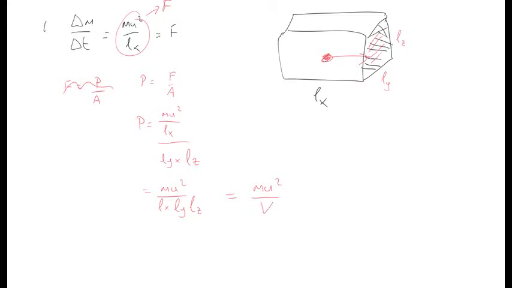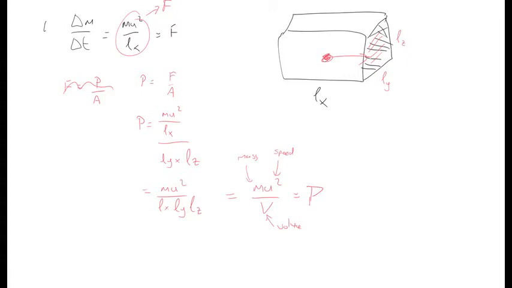Now that's taken us somewhere pretty profound. That's telling us that the pressure in a container depends on the speed of the particle, the mass of the particle, and the volume of the container. And all of that is completely intuitively obvious, but we've worked it out from really simple principles just using a little bit of maths. And that's pretty cool.